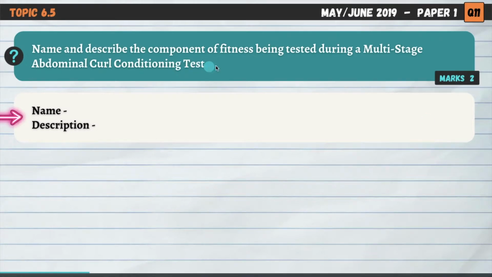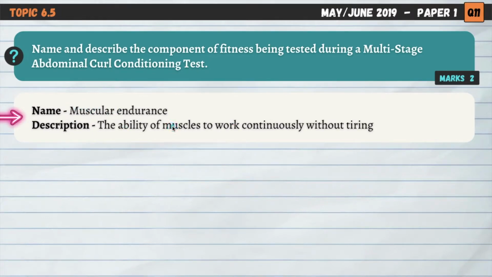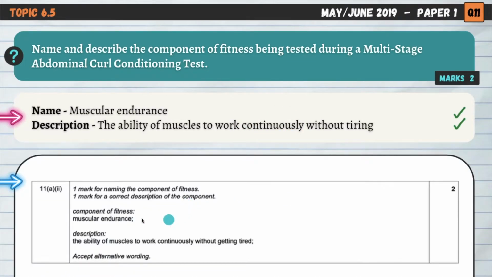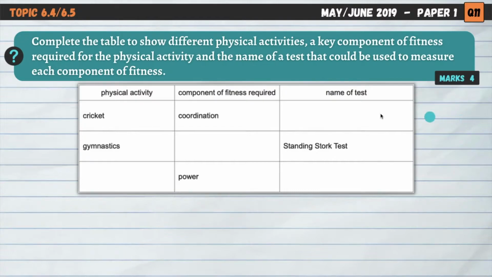Okay. Name and describe the component of fitness being tested during a multi-stage abdominal curl conditioning test. So this one just follows on from the previous question. The name of the component of fitness being tested is muscular endurance. Okay, but we need to describe that component as well. And the best way to do this is to remember all your definitions for the components of fitness. So the definition of muscular endurance is the ability of muscles to work continuously or for long periods of time without tiring. Okay, so let's have a look at the mark scheme. Muscular endurance for 1 mark, and the ability of muscles to work continually without getting tired or fatiguing for that 2nd mark. So really important to learn the definitions of all the components of fitness.